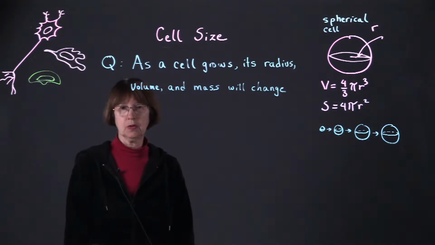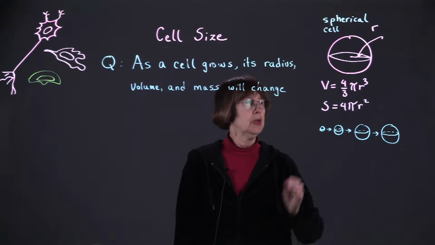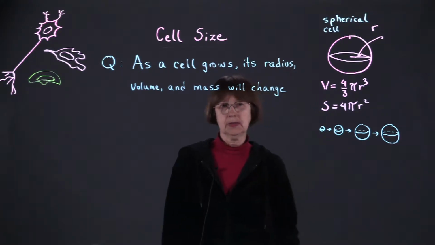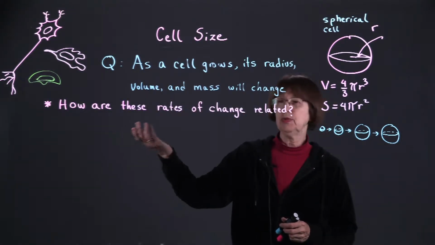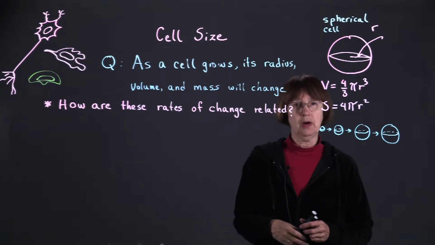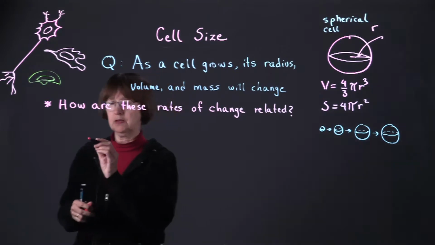As a cell grows, we know that its radius will increase, so will its volume, its surface area, as well as the mass of the cell. What we'd like to do is be able to relate the rates of change, since these things depend on one another. Let's first talk about the mass of the cell.